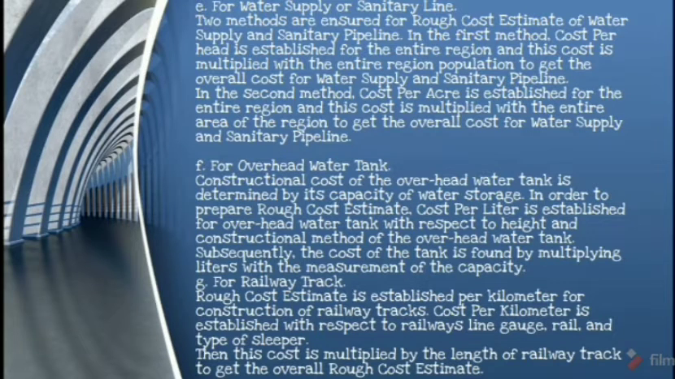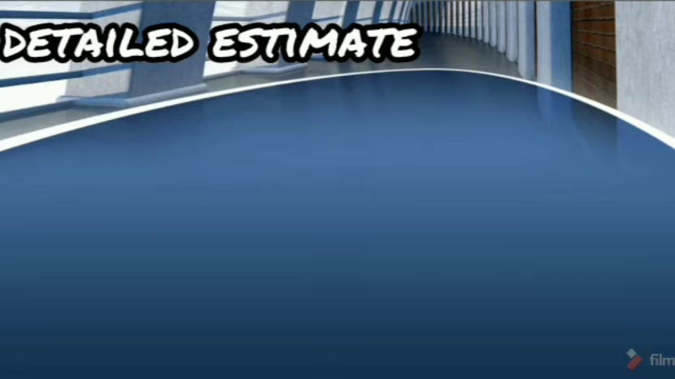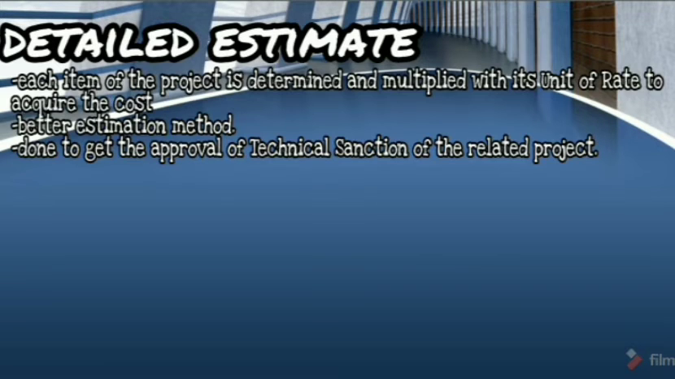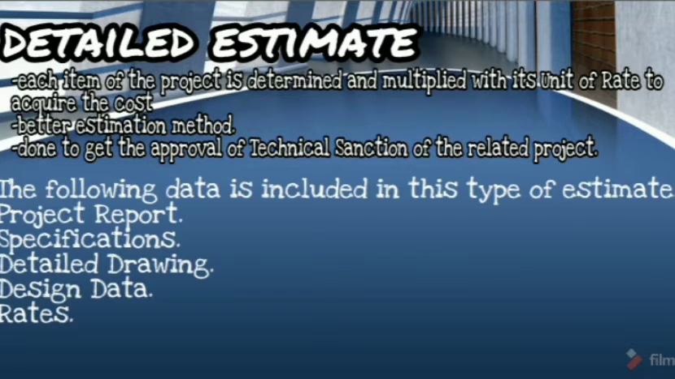Then, dumako naman tayo sa pangalawang way ng pagkuha ng original estimate. Ito ang tinatawag na detailed estimate. Dahil nga mabusisi ang paggawa nito, meron tayong 5 requirements para makapagsimula ang gumawa ng detailed estimate. One is the project report, next is the specifications, third is the detailed drawing, next is the design data, and fifth is ang rates.